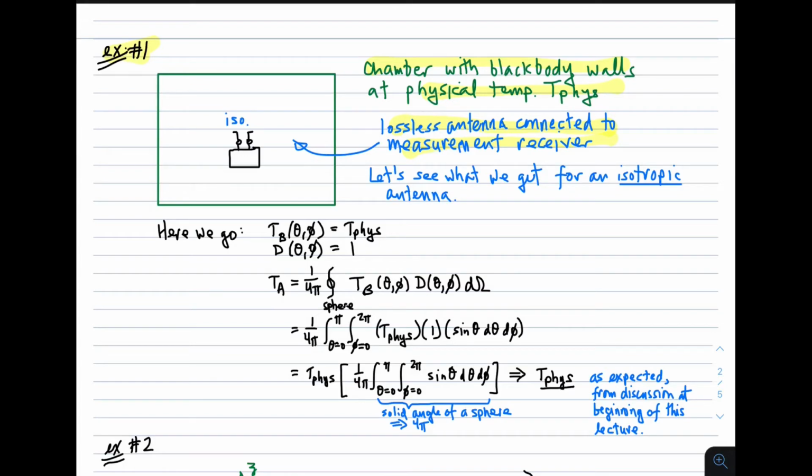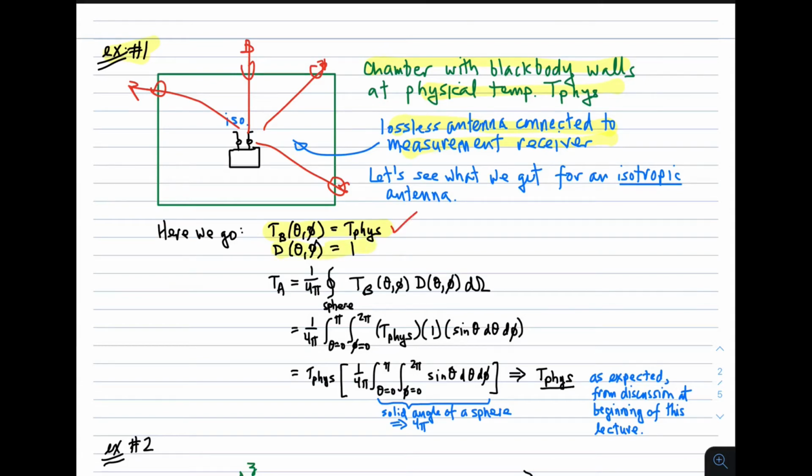Well, from the problem statement, the brightness temperature as a function of angle is always T-phys. Because no matter which direction I look in with a super narrow beam, that super narrow beam will always see a brightness temperature equal to the physical temperature. So as I point a super narrow beam around, I always see the physical temperature. And because the antenna is isotropic, the directivity is just 1.